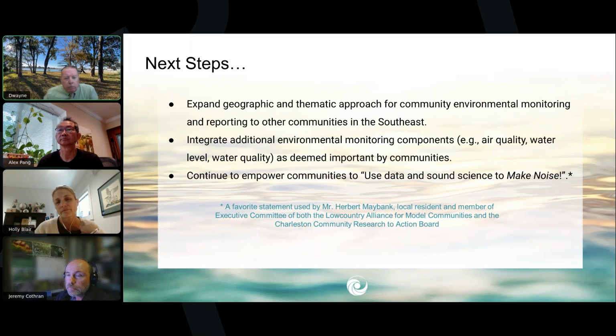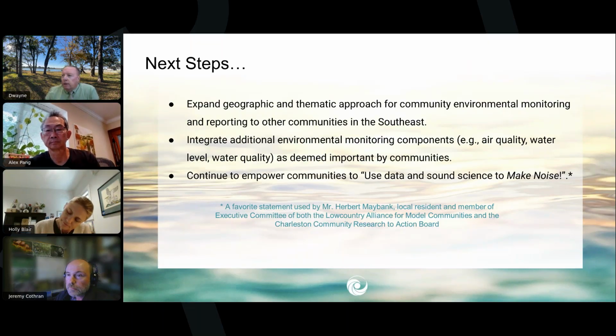So we can work with communities throughout South Carolina, throughout the Southeast, and take this approach and work with the communities to allow them to identify the issues and the data that they need. And now we're working to integrate additional environmental monitoring components, whether it's air quality, water level, water quality. We're working with another community down the road here that is concerned with both flooding and the impact of fumes from controlled burns in our one and only national park in South Carolina.